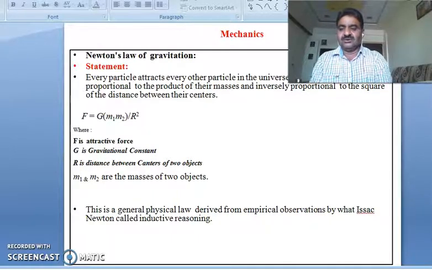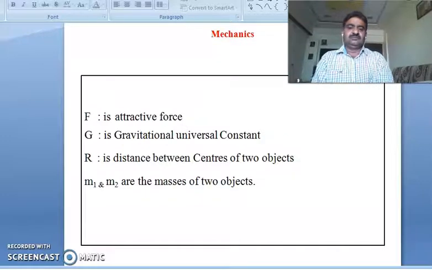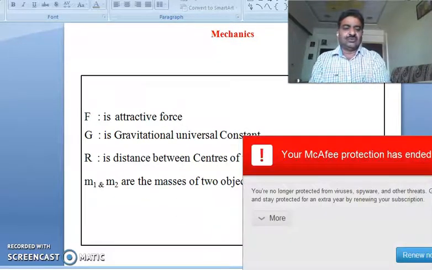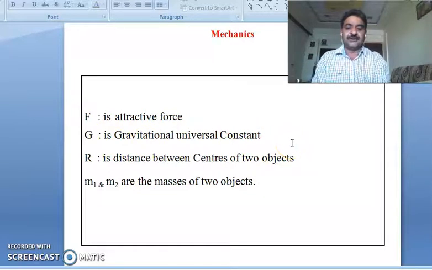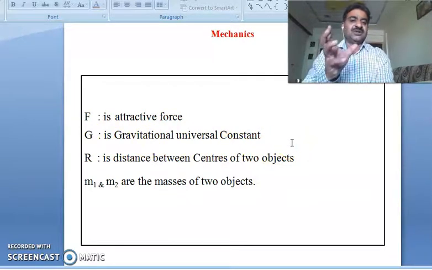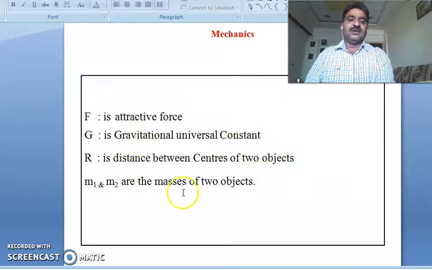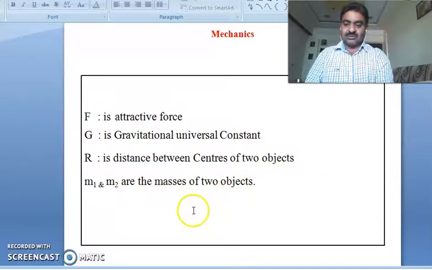Now let's turn towards these terms again. F is the attractive force between two bodies. G is called the gravitational universal constant. r is the distance between the centers of the two objects. m1 and m2 are the masses of the two objects. You see now.